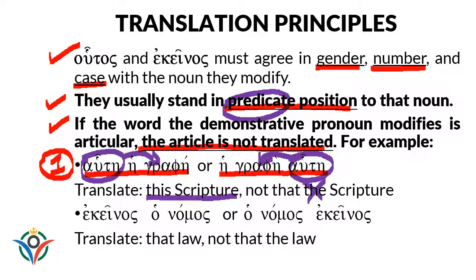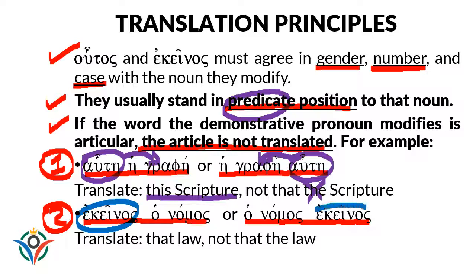And then the second example, we have ekainos ho nomos or ho nomos ekainos. All right, so there we have the demonstrative pronoun ekainos, which also agrees in gender, number, and case with the noun that it's modifying, which is nomos, and it's standing in the predicate position. So how do we translate this? We translate it as that law. All right, so we don't need to include the article the once again.